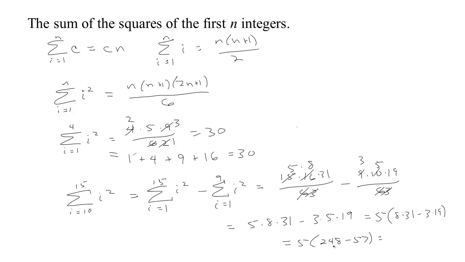Now 248 take away 48 would be 200, and then we take away another 9, so we have 5 times 191. Multiplying by 5 is the same thing as multiplying by 10 and cutting it in half. So that's 1910 over 2, so we have 855 for that particular sum. Now the trick was all right here, right?